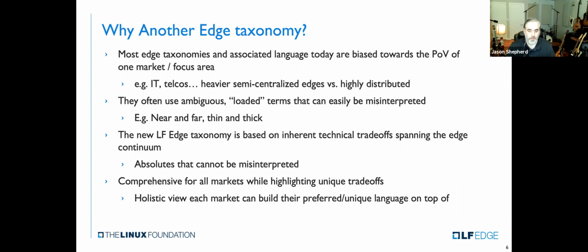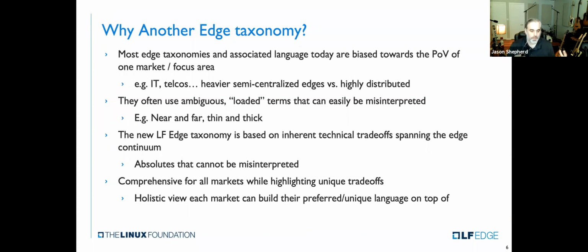If you focus on absolute trade-offs as you span through the continuum, you're always right. You're always asking: is it on a WAN or a LAN? Is it in a secure net area or not? Is it capable of running abstraction or is it not? You'll see that in the taxonomy, and the community white paper goes into this in great detail. These are absolutes that you cannot misinterpret, unlike thin, near and far, thin and thick and all that. And we do map those terms to these new breakdowns.